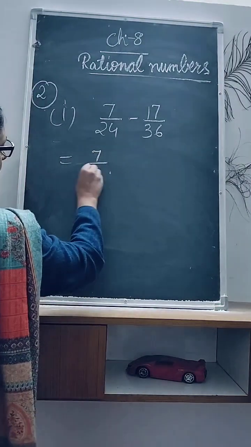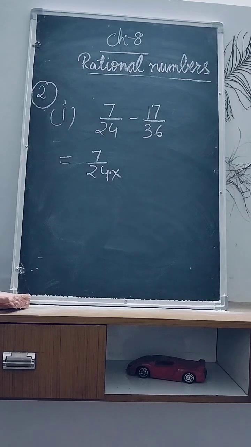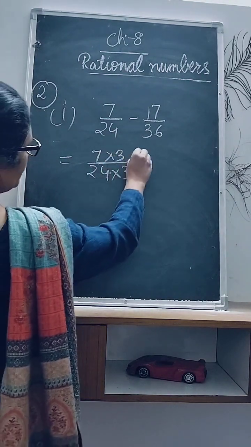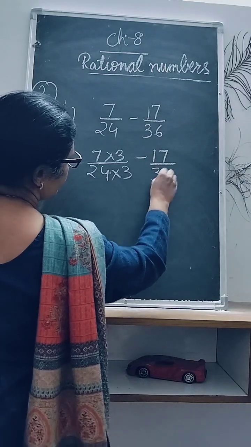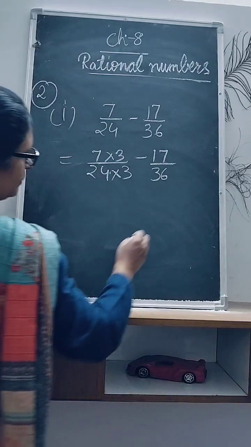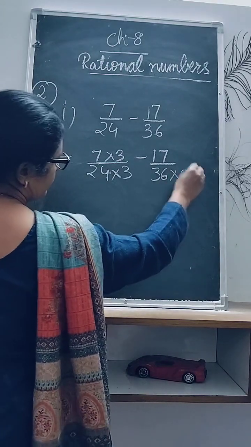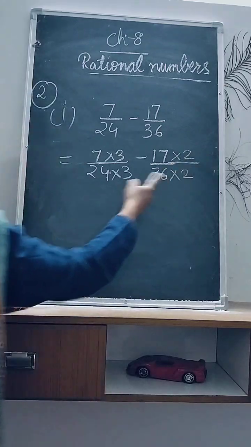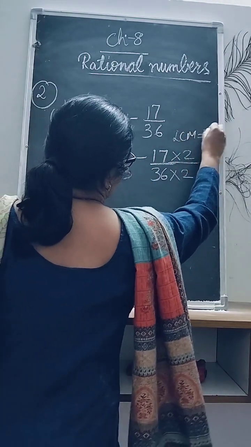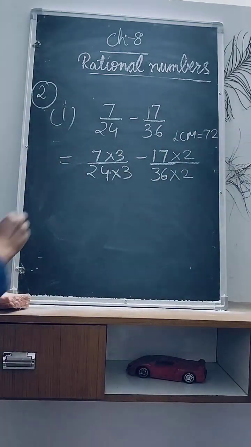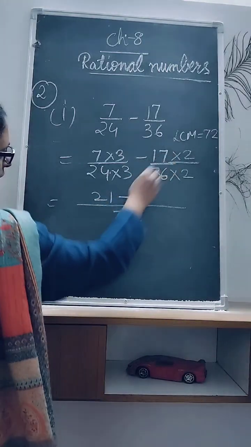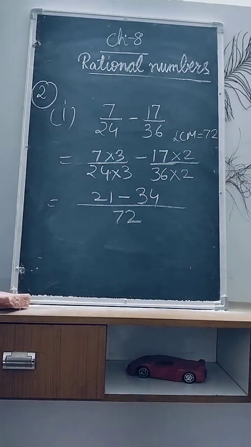Now 7 by 24, in the table of 24 where do we get 72? When we multiply with 3. So both the numerator and denominator we will multiply with 3. And in the table of 36 where do we get 72? When we multiply with 2. So 36 into 2 is 72, which is the LCM. I will write 72 here. Now both the denominators become the same. Now 7 into 3 is 21. 17 into 2 is 34.